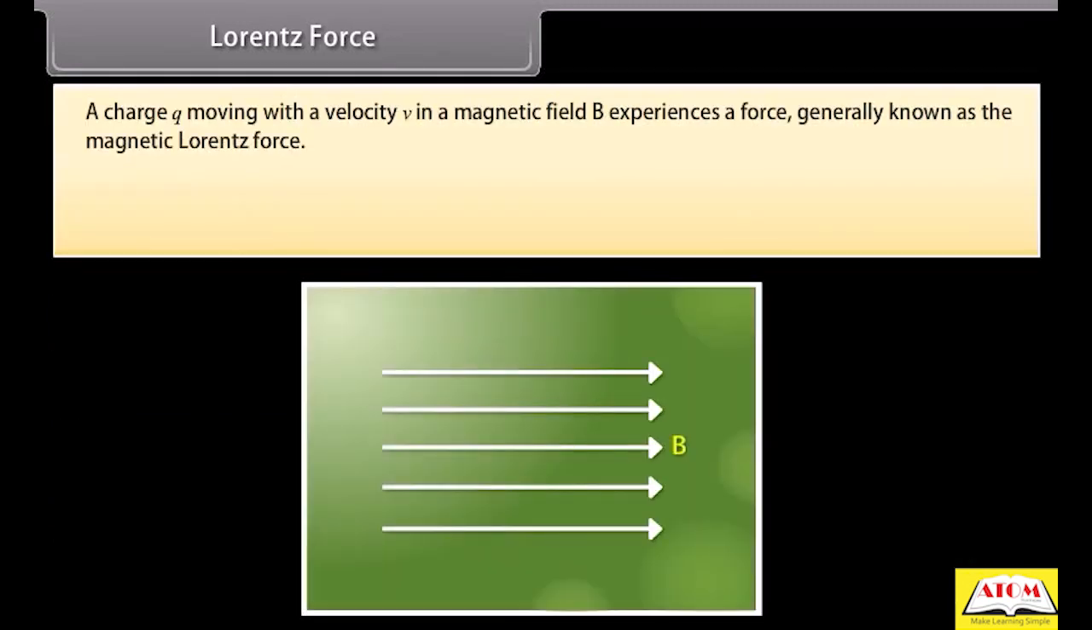Lorentz force. A charge q moving with a velocity v in a magnetic field B experiences a force generally known as the magnetic Lorentz force. It is given by F equals q times the cross product of v and B. In magnitude, F equals qvB sin theta.